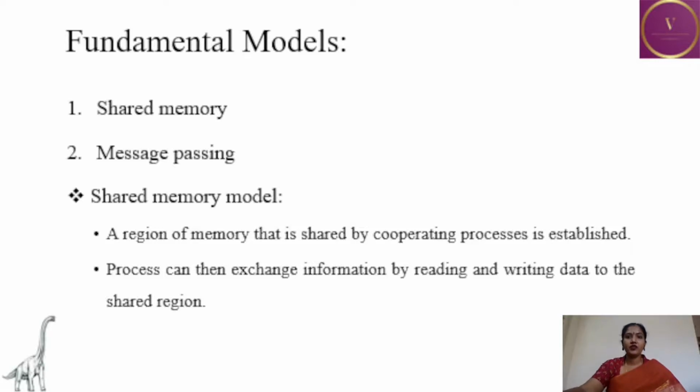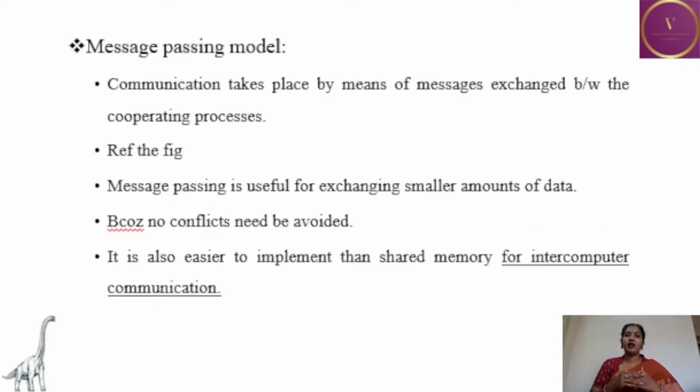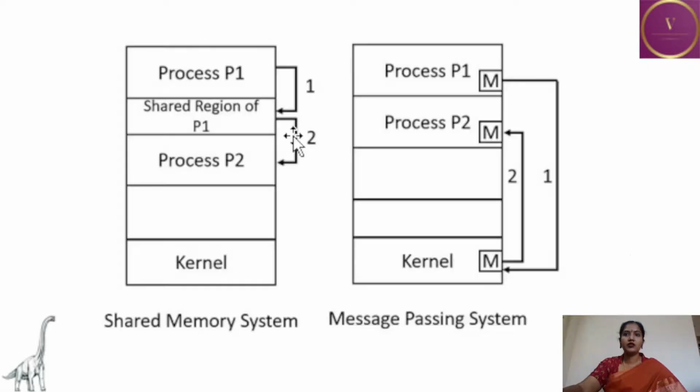The next is the message passing model. In this model, communication takes place by means of messages exchanged between the cooperating processes. Now, let me explain the shared memory model and the message passing model with the help of a diagram so that you can visualize what happens. So this is the diagram which I was talking about. The first one is the shared memory system. The second one is the message passing system.